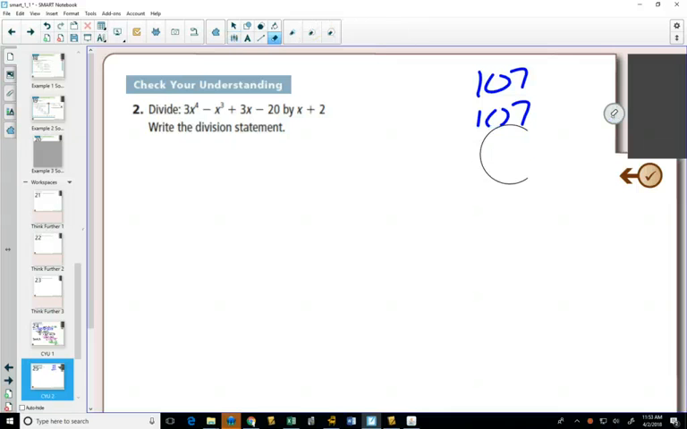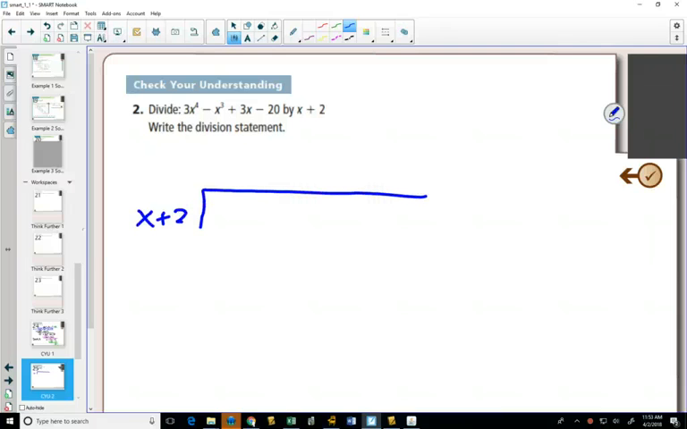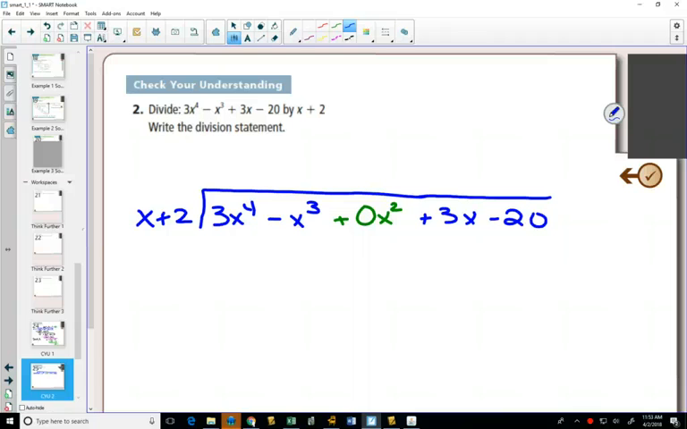But in polynomials, so when we set up our long division for this one, we're dividing by x plus 2. It's already in the right order, so that's good because that's the first thing that we learned from example 1, that we have to write it in order. So 3x to the 4 minus x cubed, but there is no x squareds. So when we're writing that, we don't have to write anything when it's not there. But for long division, we're going to go plus 0x squared, so that's there, plus 3x minus 20.